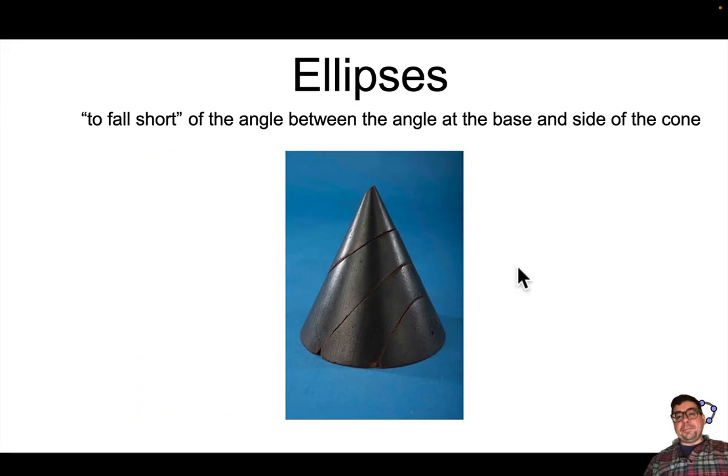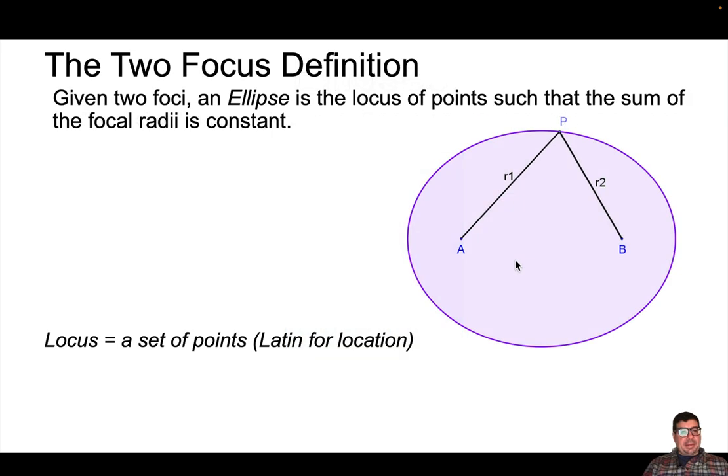Let's go back here. Okay, so let's look at this from a different perspective, the two-focus definition. The definition says that this elliptical shape right here has an interesting property.